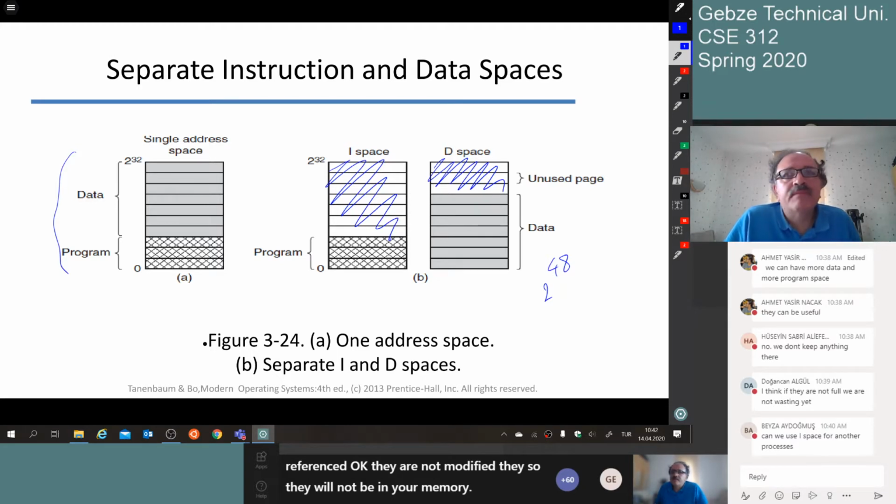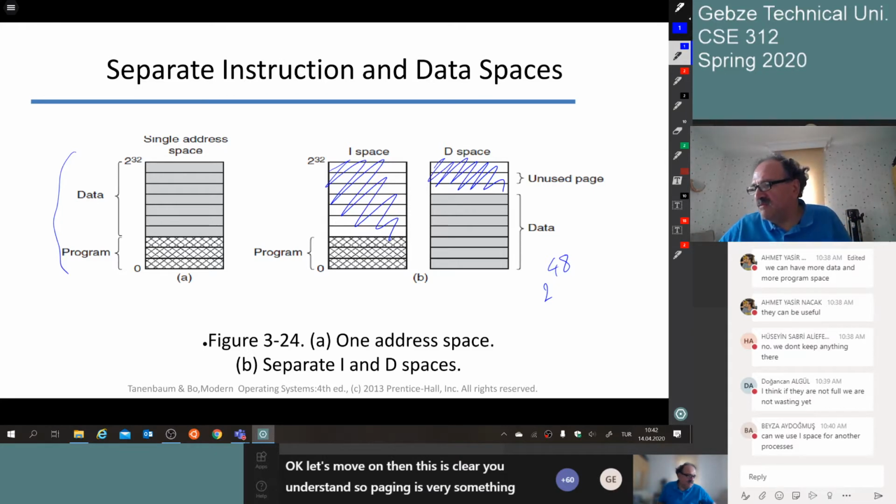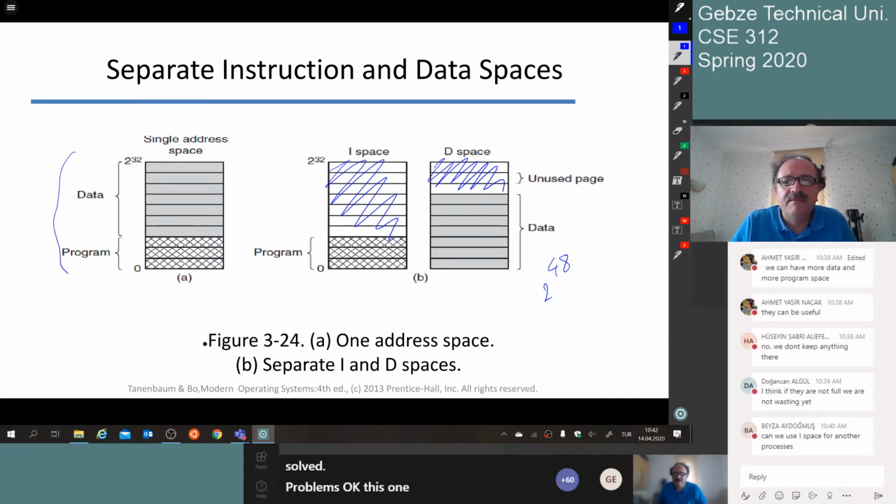Okay, let's move on then. Is this clear? We understand it. So paging is something very beautiful. With paging we have solved many problems. We solved the compaction problem, we solved the memory allocation problem, and we have solved very large programs not fitting into memory. Also, we have solved this problem of small programs not using the whole available space.